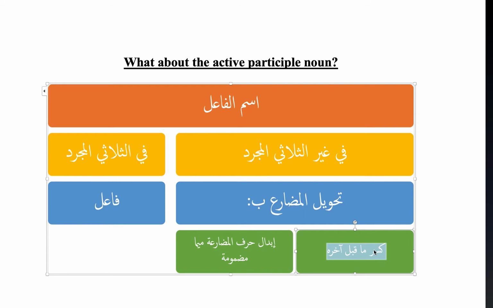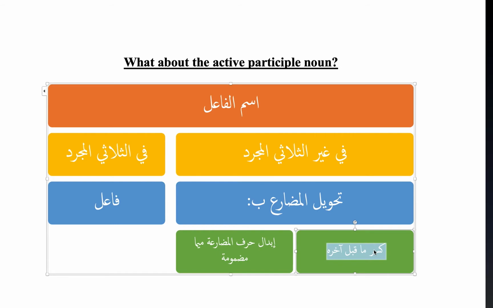مثلا قاتل. قاتل, I convert it to the مضارع form. This is a فعل ثلاثي مزيد فيه. Good. قاتل. The مضارع form becomes يقاتل. So what I do is I convert the ياء into a ميم مضمومة. It becomes مقا. And then the letter before last, I give it a كسرة. مقاتل. The penultimate letter, I give it a كسرة. مقاتل. You see?